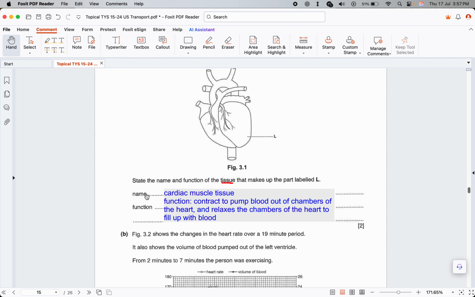So it's cardiac muscle tissue, and then the function is to contract to pump blood out of the chamber of the heart, and then relax, allowing the chambers of the heart to fill up with blood.